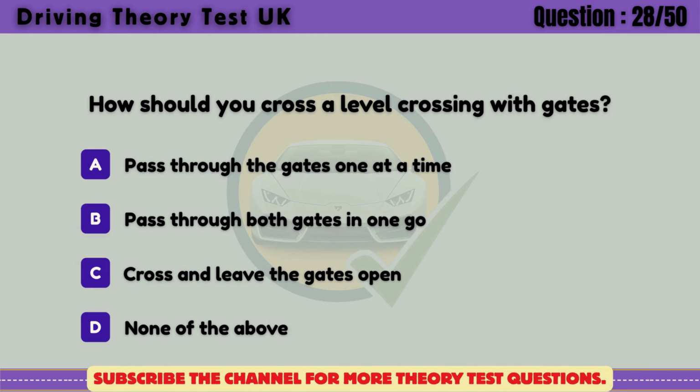Question 28. How should you cross a level crossing with gates? Option A. Pass through the gates one at a time. B. Pass through both gates in one go. C. Cross and leave the gates open. D. None of the above.